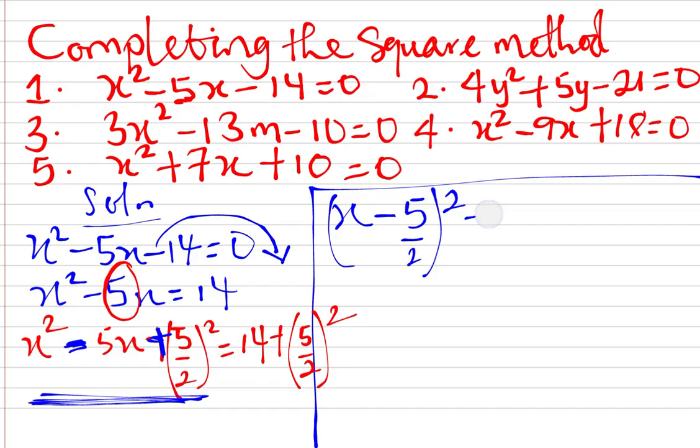So equal to 14 plus 5 squared will give us 25, and then 2 squared will give us 4. Are you seeing that? So I will do the LCM on this side, which will be 4. Are you seeing that now?